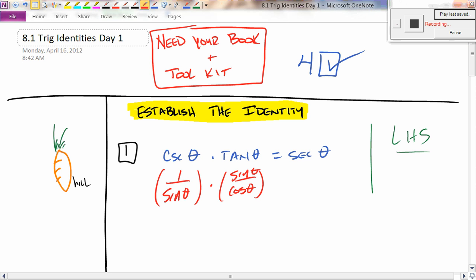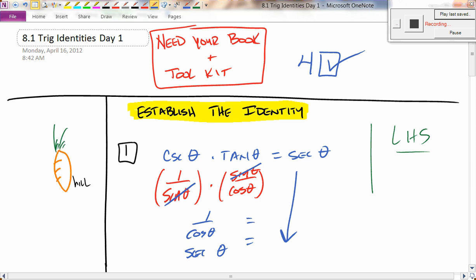Okay, now does anybody see anything beautiful that happens? I see only 2 people in the room see it. 3, 4, 5, 6. Good. Randy, what is the most beautiful thing that happens right now? The sines cancel out. That's exactly right. You're multiplying fractions. Now, what are you left with? 1 over the cosine of theta. Okay, look at your toolkit identity. What is 1 over the cosine of theta? Secant of theta.